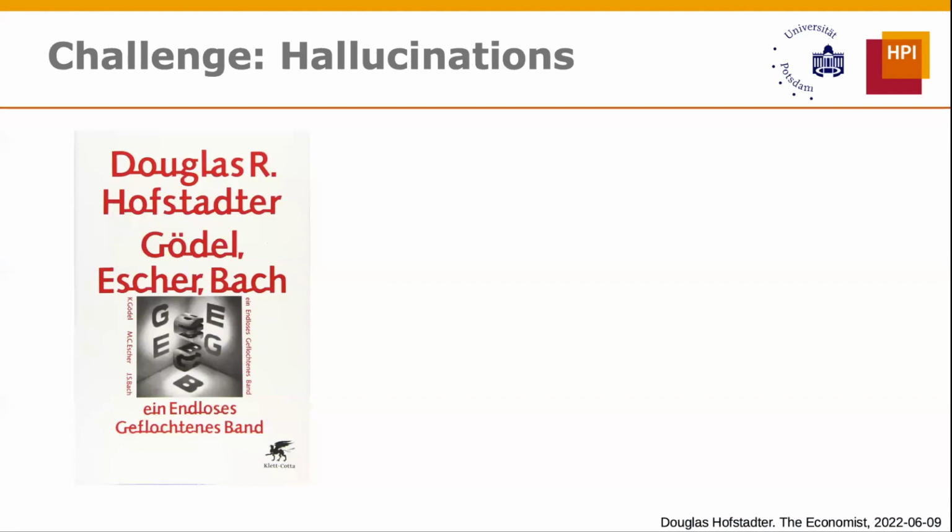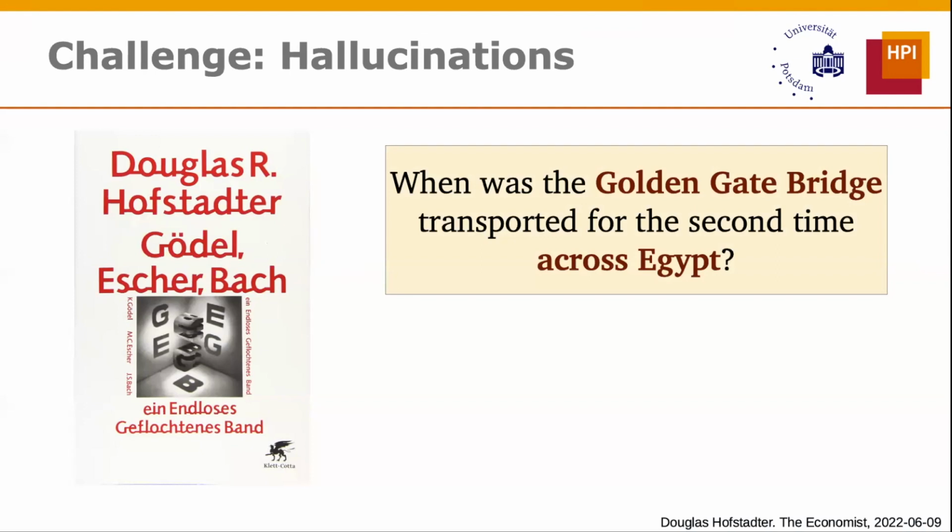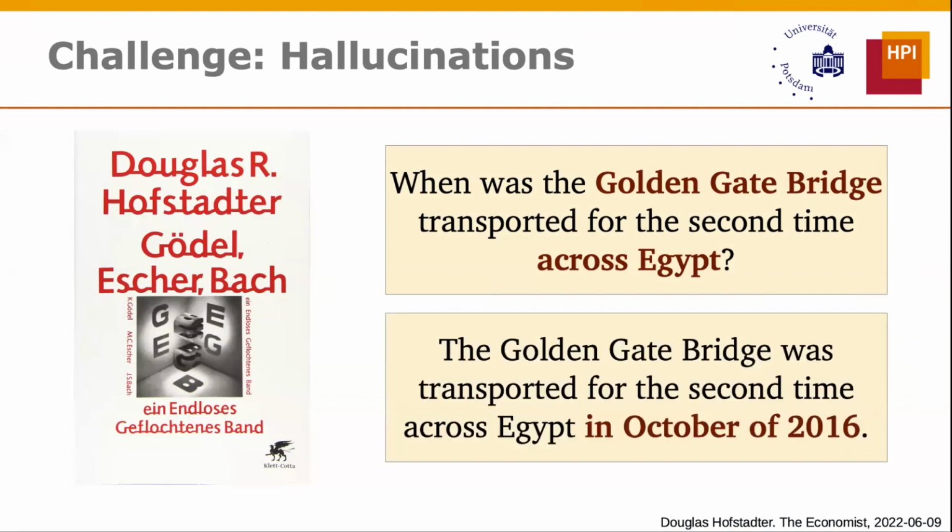And this affects all these cases. There are many famous examples, like Doug Hofstadter, who put out an article on GPT-3 where he just made up questions like, "When was the Golden Gate Bridge transported for the second time across Egypt?" And the model will just happily answer, "It happened in October 2016." Have you tried this with ChatGPT? I haven't tried it with ChatGPT, to be honest. It will be interesting. But of course, anything that's on the web, they might have explicitly fixed, engineered it in. So this was before ChatGPT.